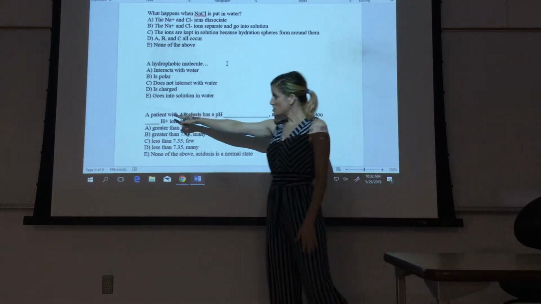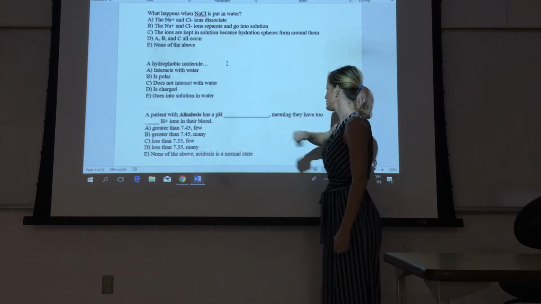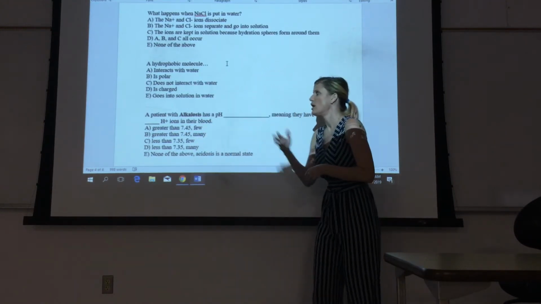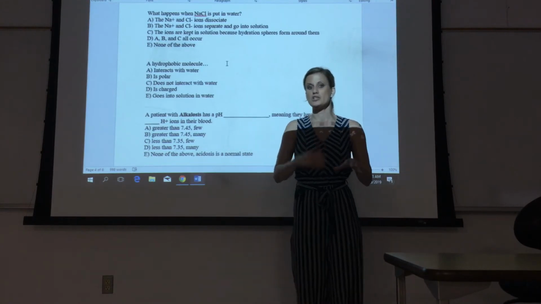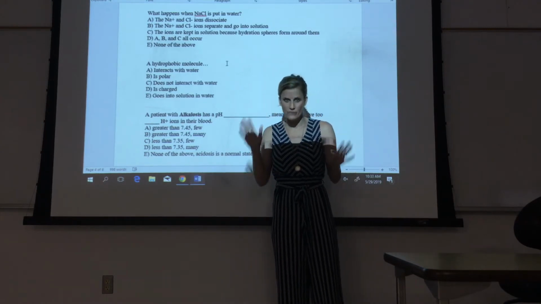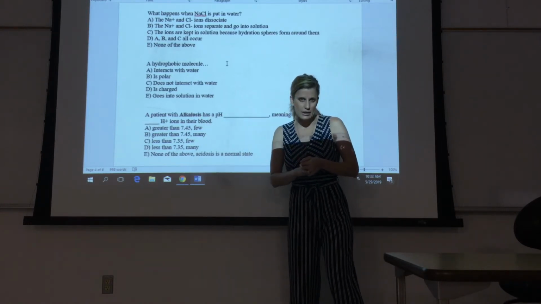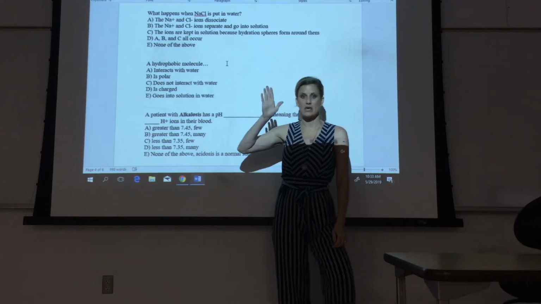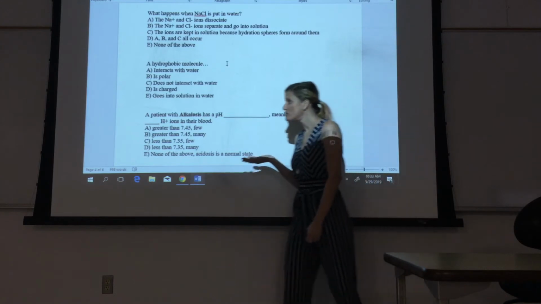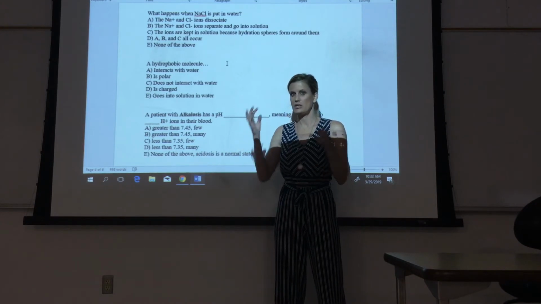Finally, a patient with alkalosis has a pH blank, meaning they have too many or few hydrogen ions. So alkalosis and acidosis have to do with the pH of the blood. The pH of the blood should be between 7.35 and 7.45. Okay? Alkalosis means the blood is too alkaline or too basic. Remember, that's a high pH. So when a pH is higher, it's more alkaline. The blood should be up to 7.45. So if it's above 7.45, it's too alkaline.